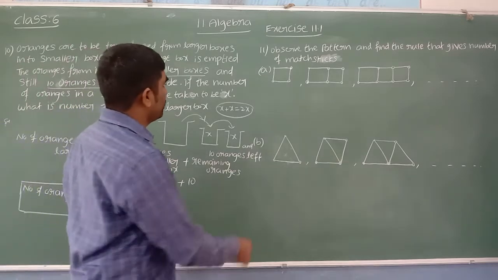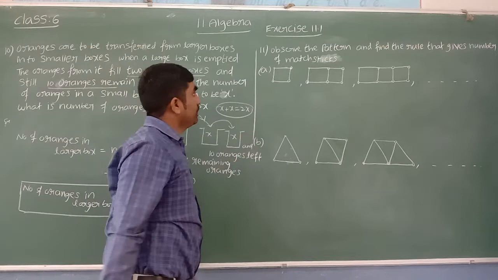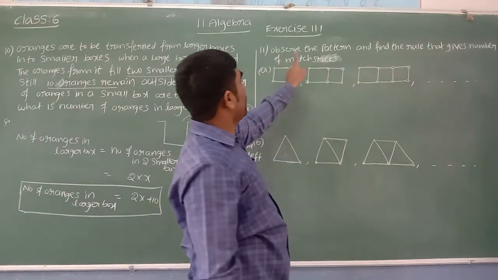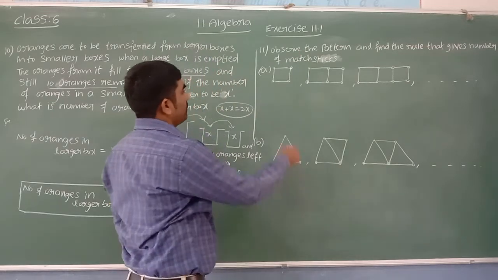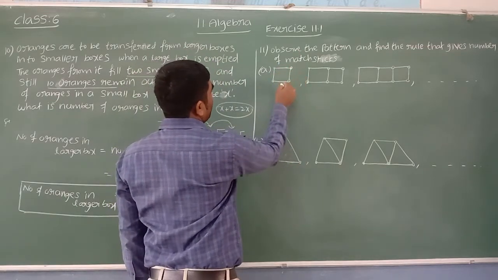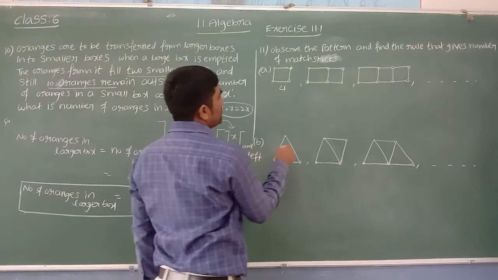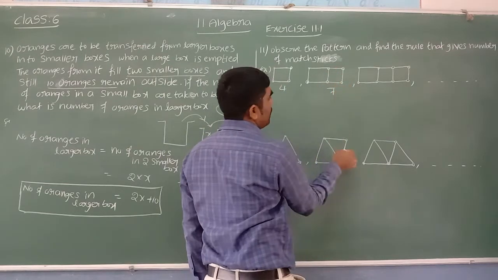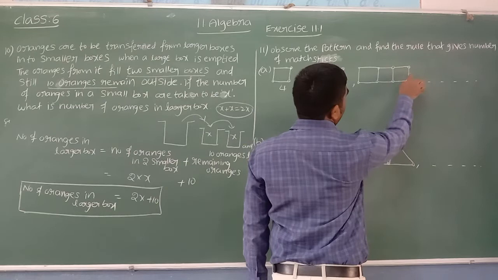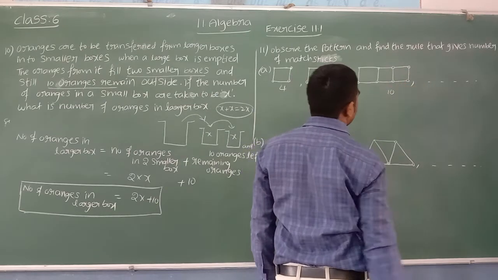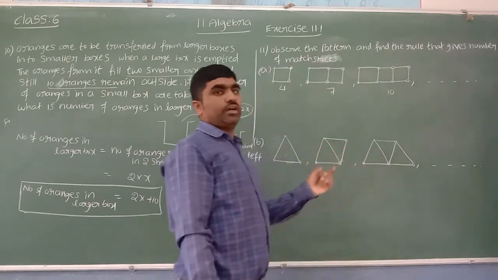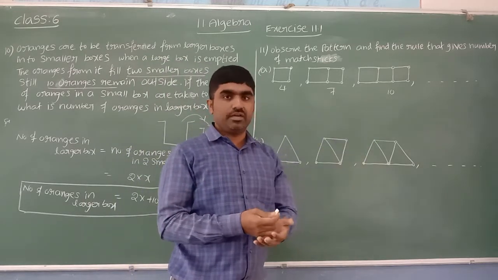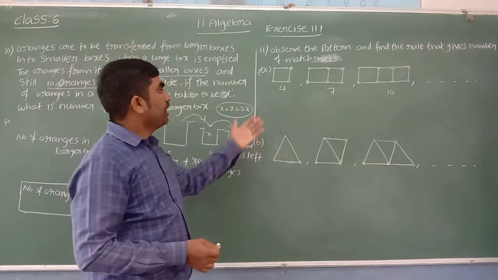Now let us see one more. Observe the pattern and find the rule that gives the number of matchsticks. In the first figure you can see 1, 2, 3, 4: 4 matchsticks. In the second figure, 4, 5, 6, 7: 7 matchsticks. Next figure, 7, 8, 9, 10: 10 matchsticks. Now we need to write a rule which gives the number of matchsticks required in a particular figure.